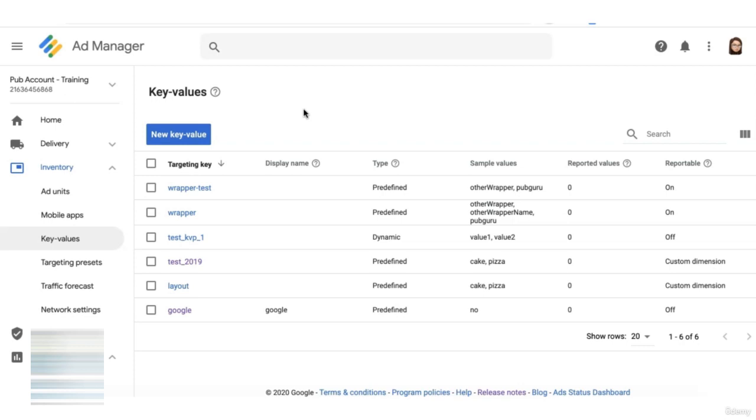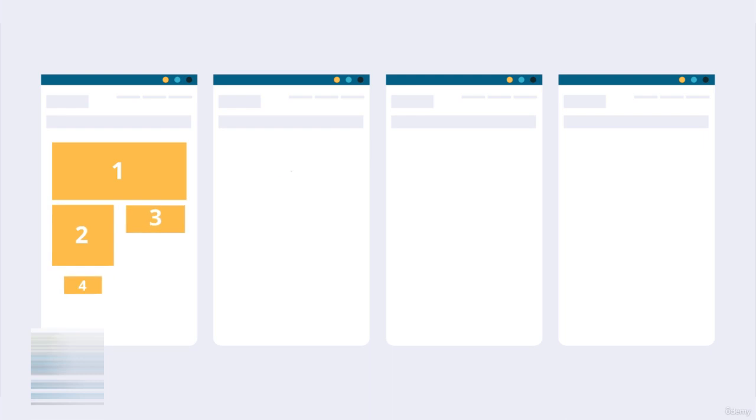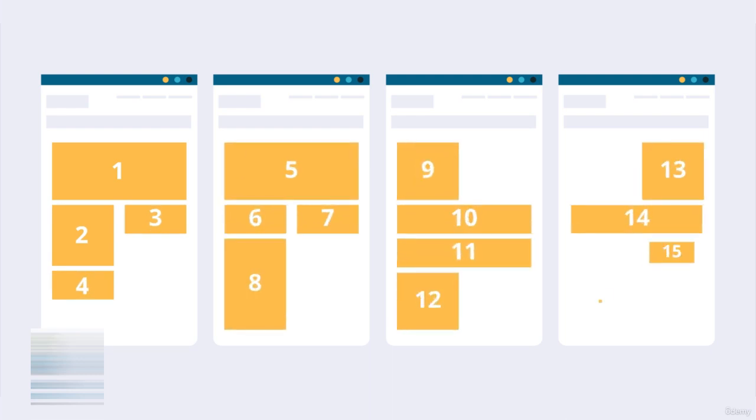Key values or key value pairs allow you to do custom targeting. You are able to identify certain categories or sections of your site, target them, and run more granular reporting. For example, you have 4 sections or categories on your website. Let's say this is your homepage, news page, forum, and sports page. And you'd like to run granular reporting so you can distinguish performance among all these sections.